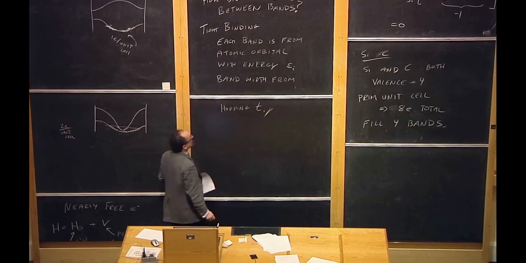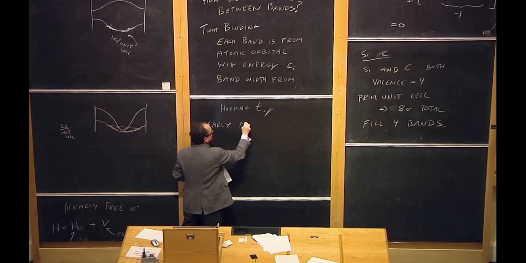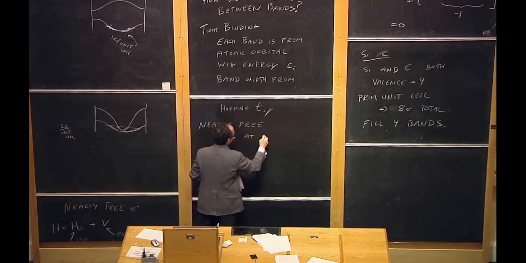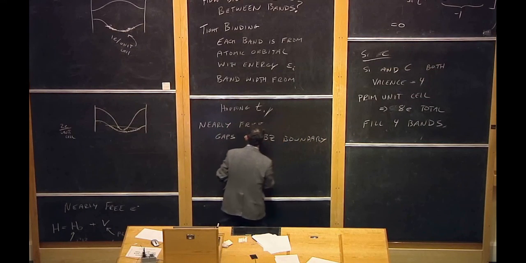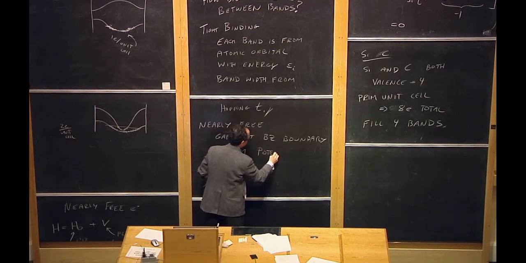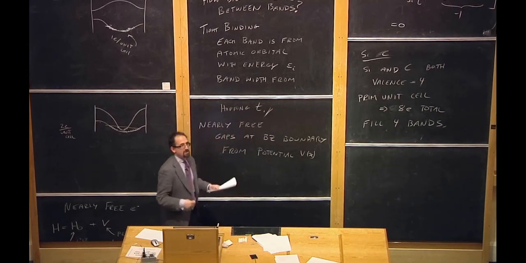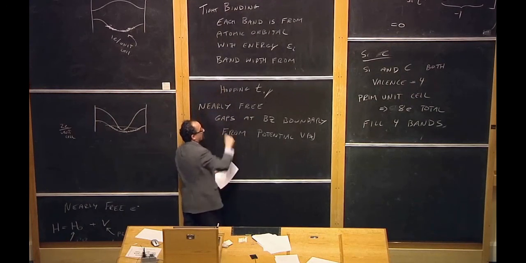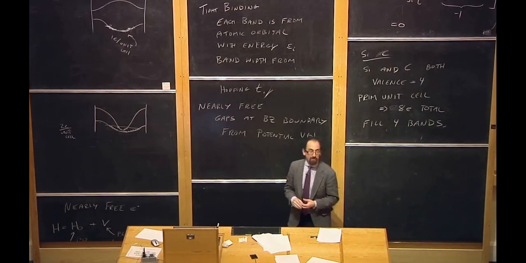That's one way of understanding it, but in the nearly free model, the gaps at the Brillouin zone boundary are from the periodic potential V of x. So if you know the periodic potential is strong, you should expect pretty big gaps opening up at the Brillouin zone boundary, whereas if the potential is fairly weak, you expect not to have big gaps at the Brillouin zone boundary.